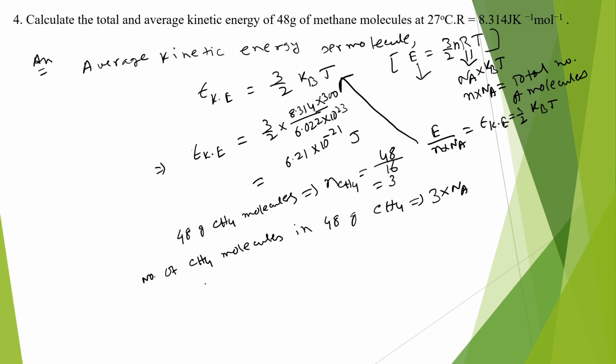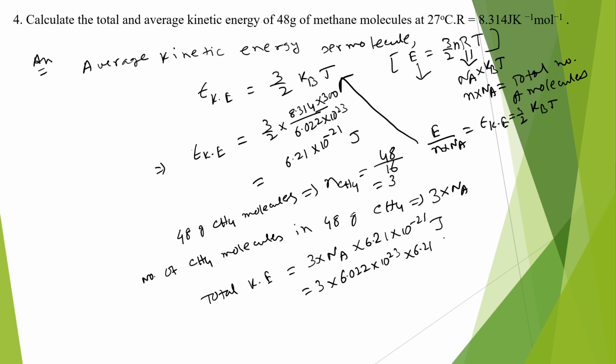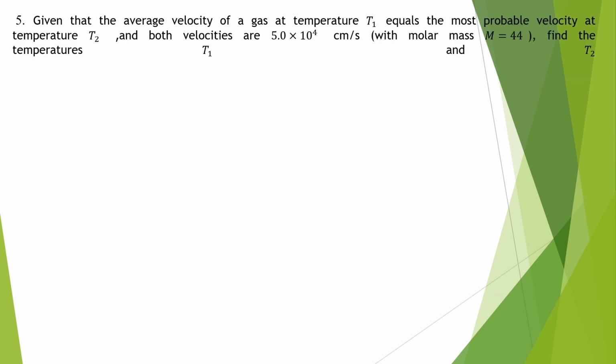So, the total kinetic energy is 3 times Na times 6.21 times 10 to the minus 21 joule. So, 3 times the Avogadro number, 6.022 times 10 to the 23, times 6.21 times 10 to the minus 21. If you carry this out, you get 11.223 kilojoule per mole. So, this is the value of the average kinetic energy, and this is the total kinetic energy. Next, we move to problem number 5.